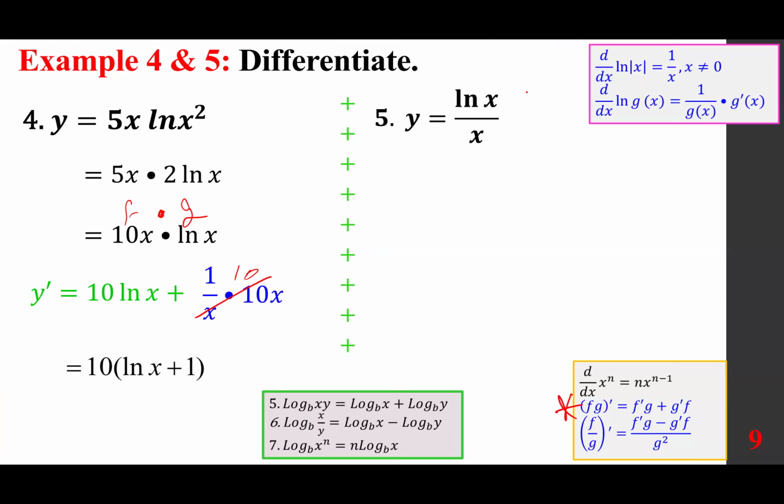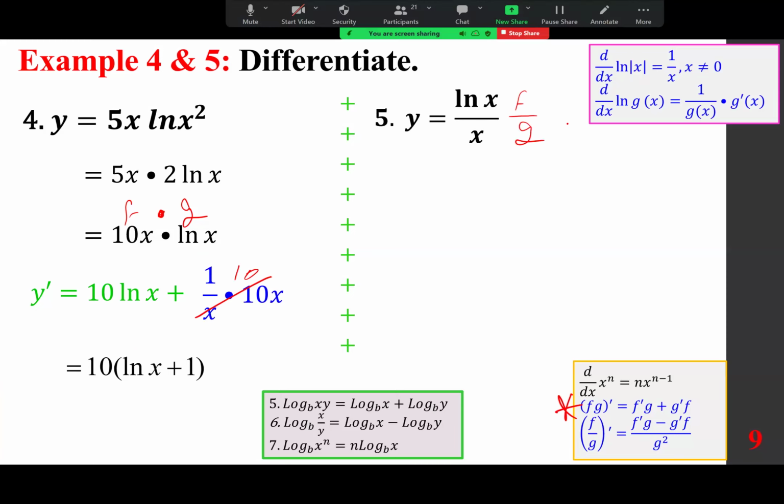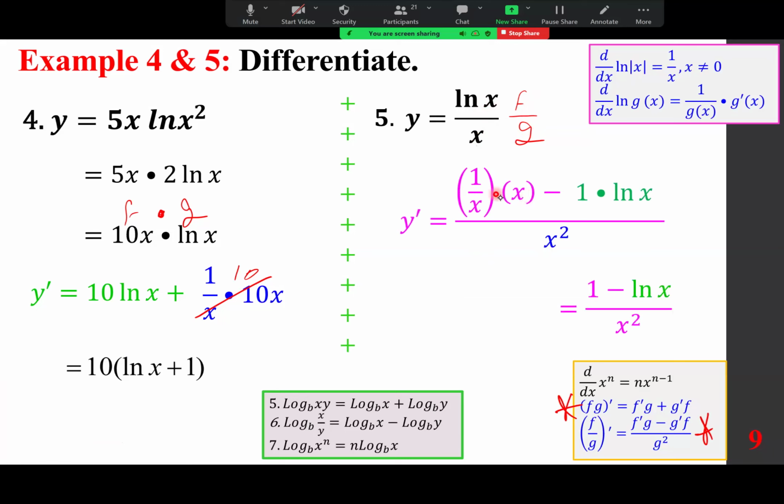y equals ln x over x, you use the quotient rule, f over g. So f prime is 1 over x times g, which is x, minus g prime, which is 1 times ln x, and just write the denominator squared. Done. These two cancel each other, we receive 1. So we get 1 minus ln x over x squared as the final answer.